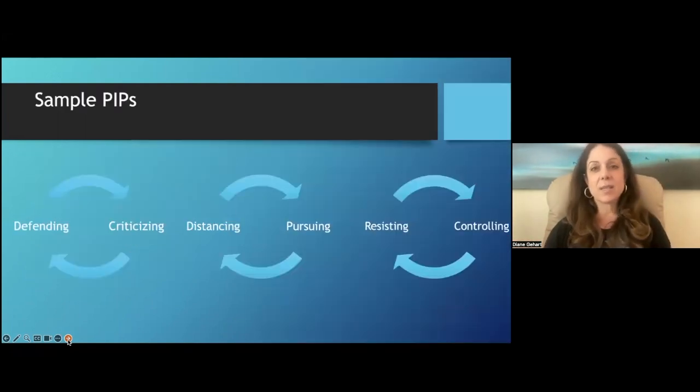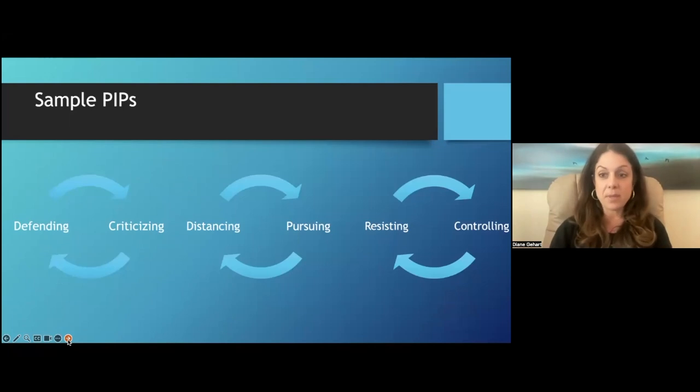So let's look at some examples of what a PIP might be. You have defending and criticizing, very common in both couples and families, distancing, pursuing. And so a lot of EFT, that's one of their main ones they look at. And then resisting and controlling, often seen with parents and children. So oftentimes the more, let's say a parent is trying to micromanage or control their child, the more the child resists, the more the parent tries to control, the more the child resists.